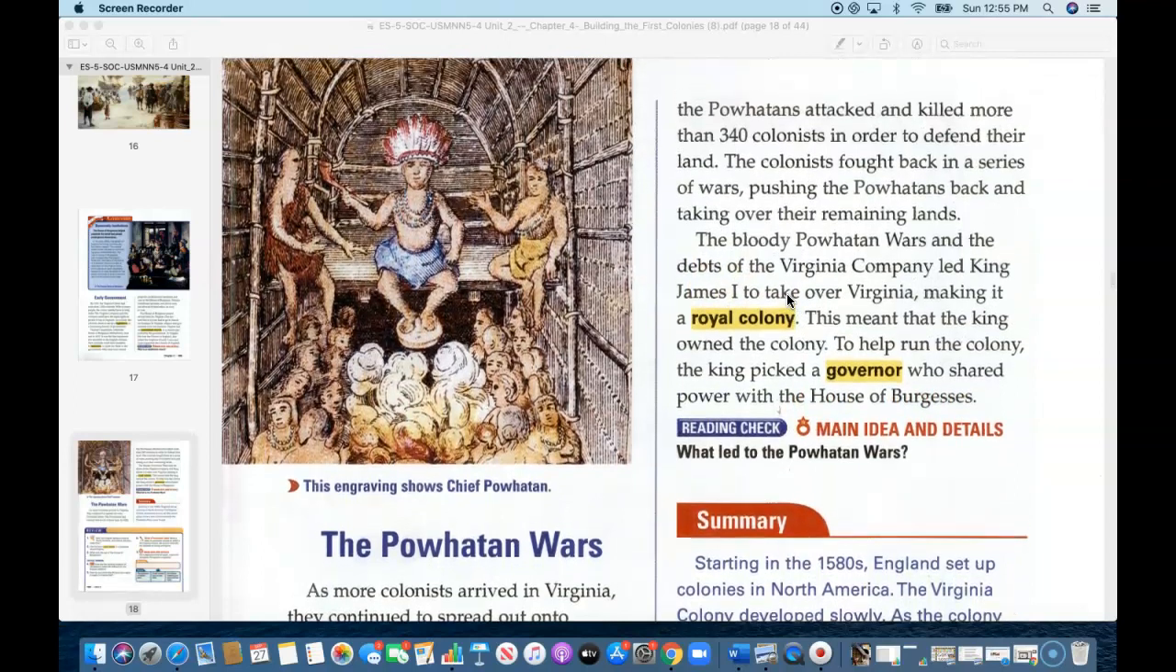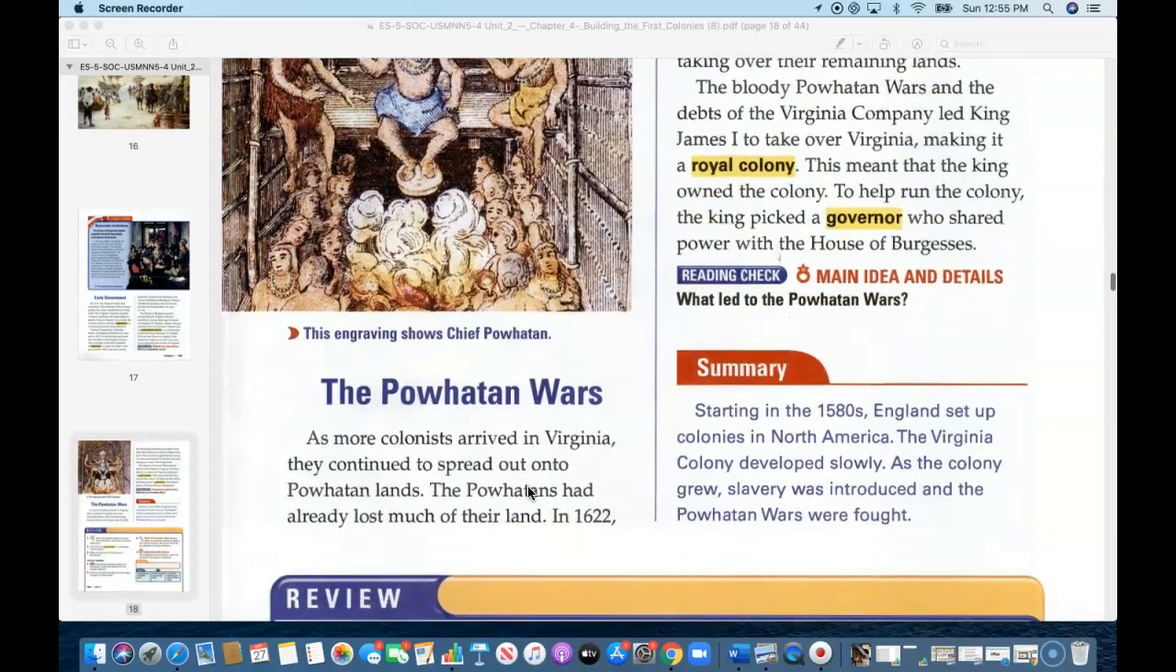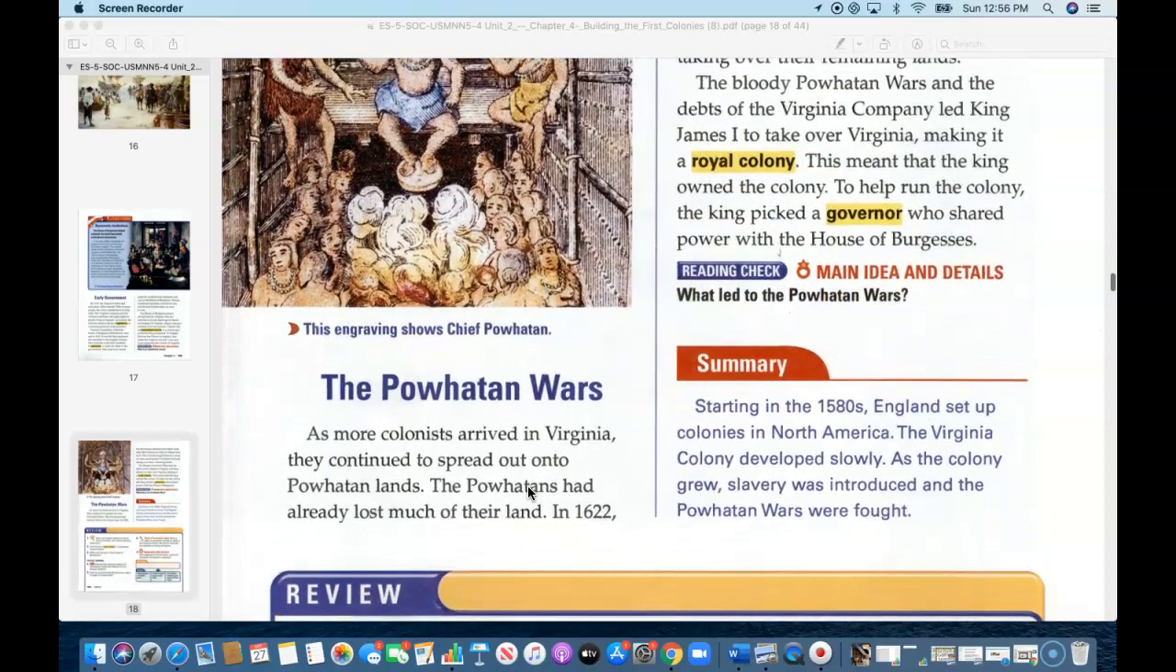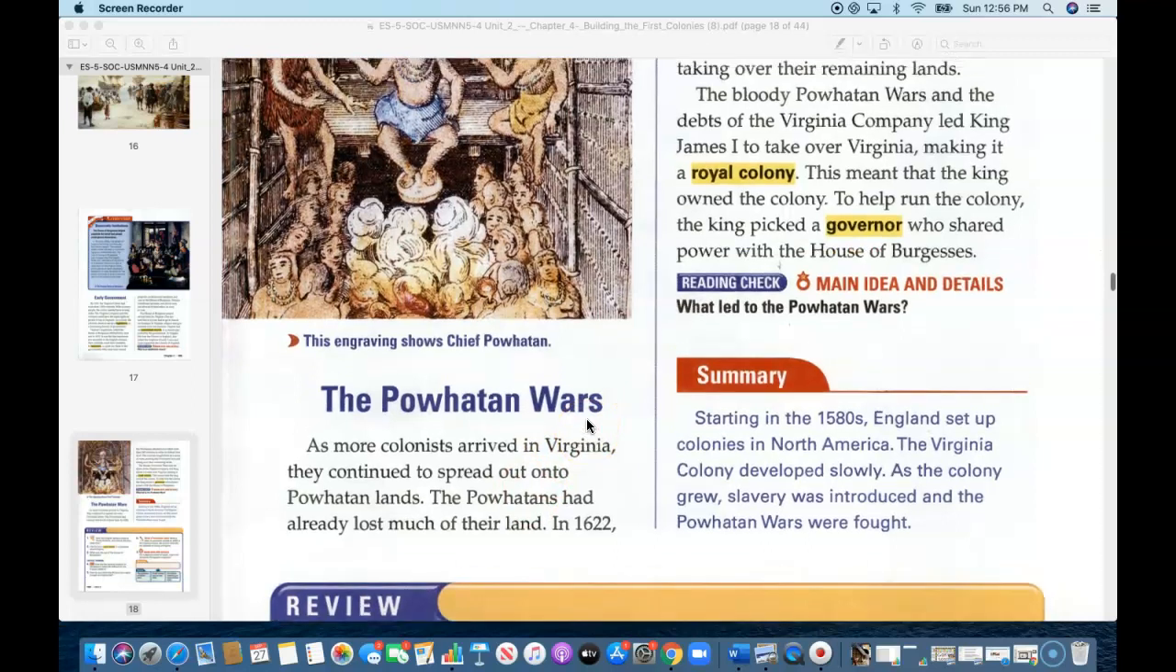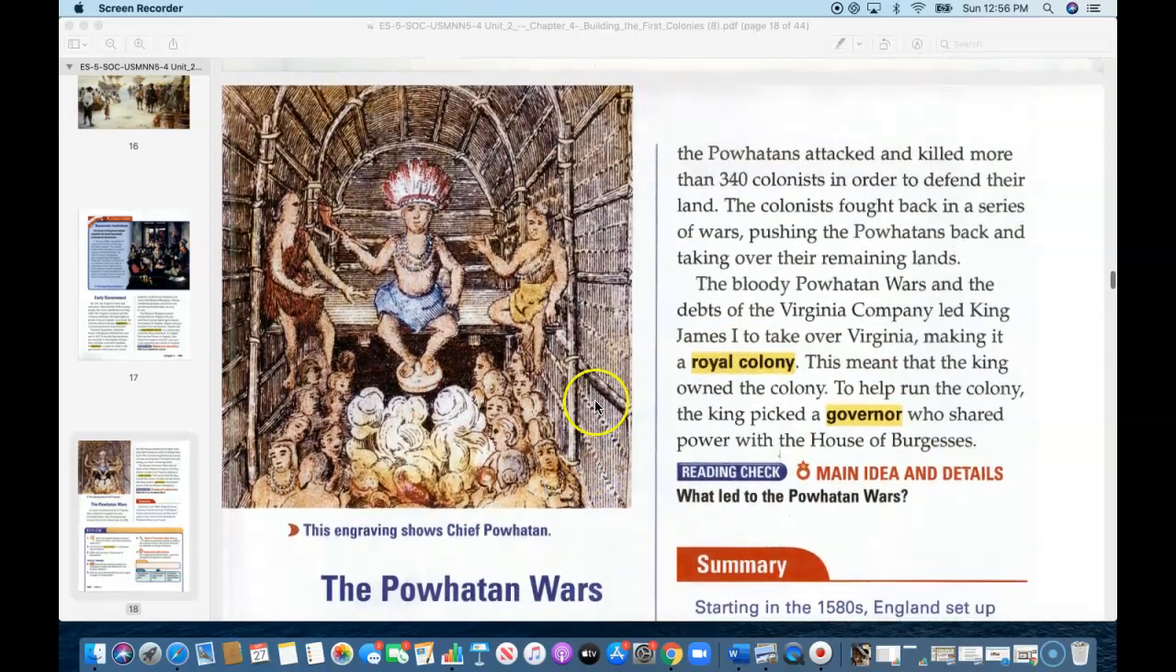And to conclude this section, this engraving shows Chief Powhatan. The Powhatan Wars. As more colonists arrived in Virginia, they continued to spread out into Powhatan lands. The Powhatans had already lost much of their land. In 1622, the Powhatans attacked and killed more than 340 colonists in order to defend their land. The colonists fought back in a series of wars, pushing the Powhatans back and taking over their remaining lands.